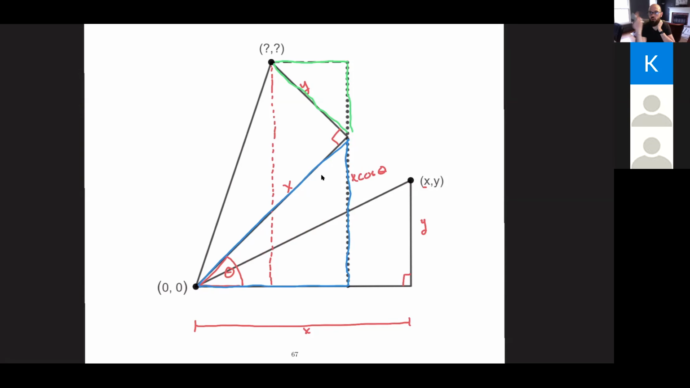So remember, what goes with the opposite side? Is that sine or cosine? Sine, right? So that's not going to be cosine, you want that to be sine. So this is going to be x times sine of theta. And then the bottom one will be cosine. So from here all the way to here, this would be x cosine of theta, right?